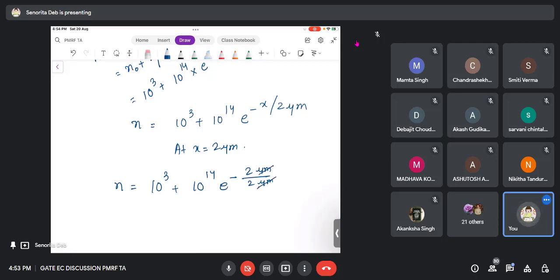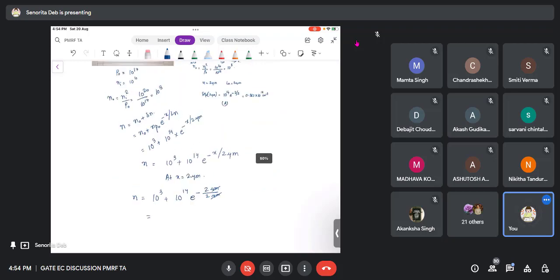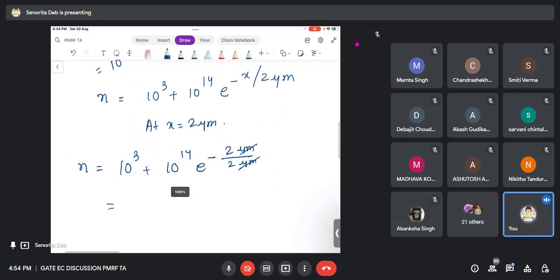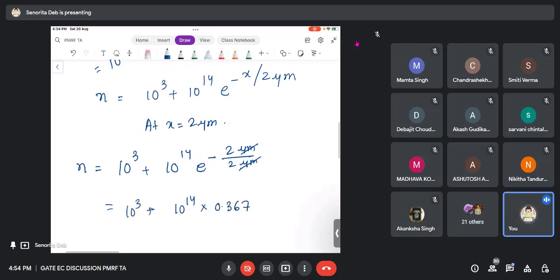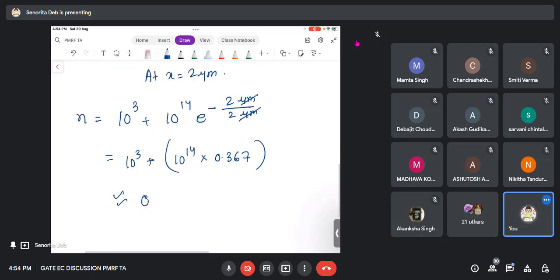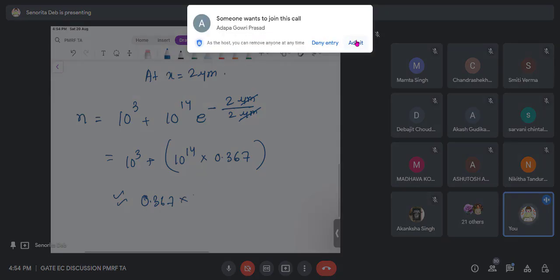Remember, if they had asked for 2 centimeters, you would be required to change the unit, right? Very important, especially when it is a numerical answer type. You cannot cross check with the options. You have to remember how to play around with units. If you solve this, you will get 10 to the power 14 into 0.367 plus 10 to the power 3. So this is a very big number, right? That means it is approximately equal to 0.367 into 10 to the power 14, and this was your answer.